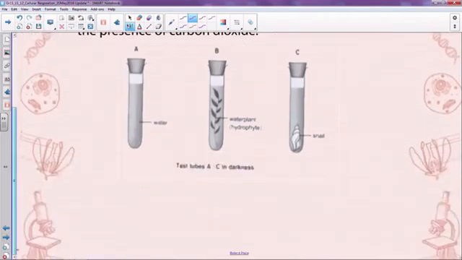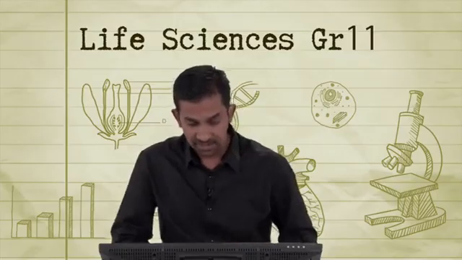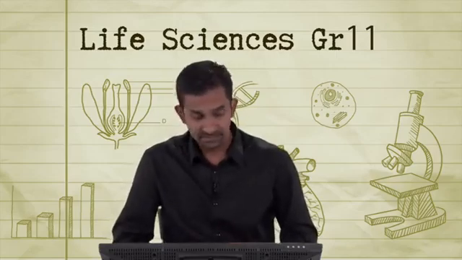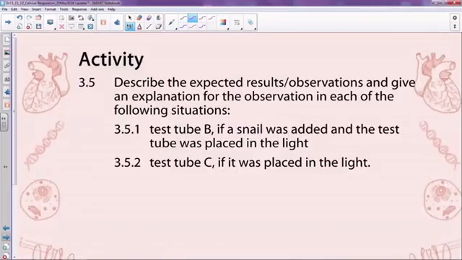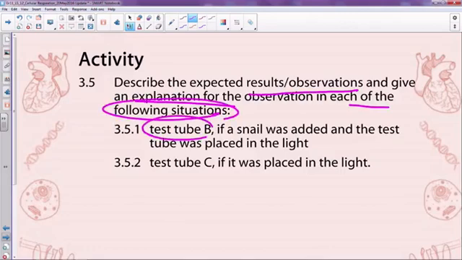One more question, again related to this test tube. 3.5, quite an interesting question. I don't think I'm going to get through this, but I'm going to leave you with the thought, and you can think about this when you reflect on this experiment. The question is, describe the expected results or observations and give an explanation in each of the following situations. If test tube B had a snail added to it and the test tube was placed in the light, what would happen? And essentially this is looking at taking the test tubes, placing them in light and putting a snail in it.